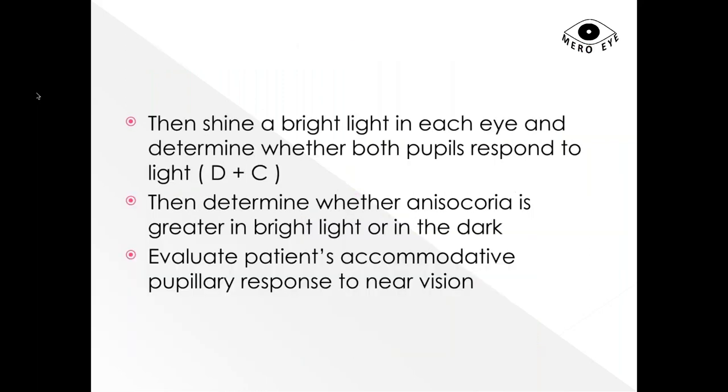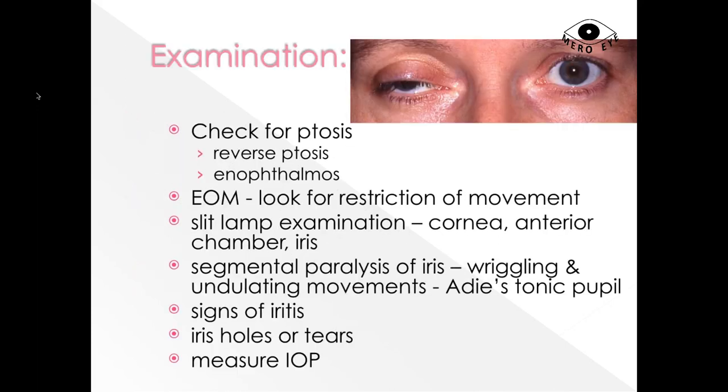Then we have to shine a bright light in each eye to see whether they respond to direct and consensual light. If there's presence of anisocoria, we have to evaluate whether it is greater in the dark or light, and we have to see whether the accommodation response is present or not. So check for ptosis, reverse ptosis, and extraocular movements. In the slit lamp, look at the cornea, the anterior chamber angle, and whether there are cells and flare.